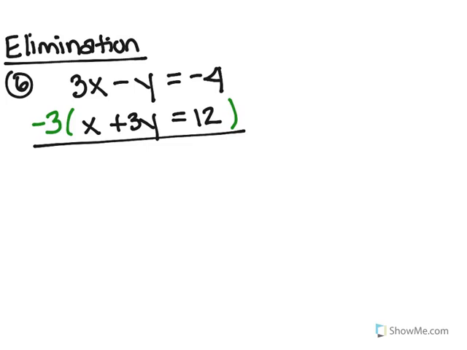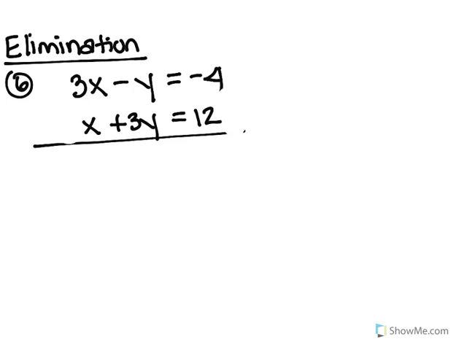Another way to eliminate, if I want to get rid of my y's. You have a negative 1 on the top y term, and you have a positive 3y on the bottom term. So if I wanted to get rid of the y's, I would need to multiply the top one by 3, because that would make me have a negative 3y and a positive 3y, which would cancel out.